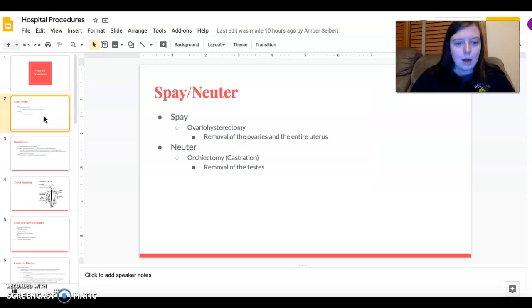So first off, one of the hospital procedures that we have for our small animals or our pets is a lot of times they'll ask if they're spayed or neutered. So a spay is going to be a removal of the ovaries and the entire uterus. That one's right here. So that's a female thing that's going on. Neutering is going to be more for the male, and that's going to be like castration, as we often refer to it, and that'll be removal of the testes.